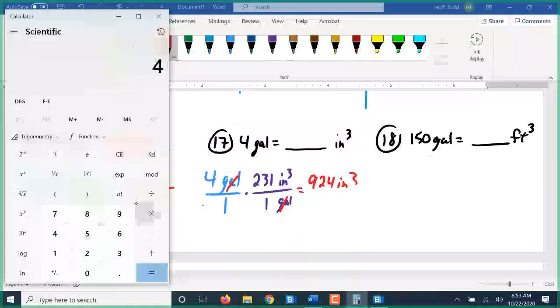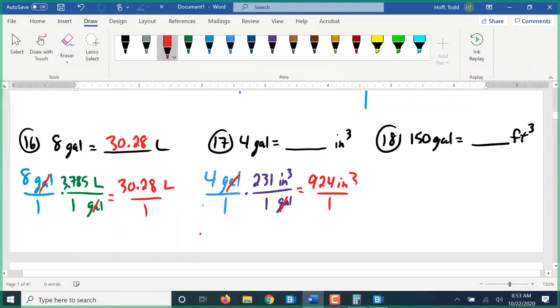I'm going to double check that one. It's early in the morning. It is 924, over 1 times 1 is 1. So 4 gallons is 924 cubic inches.